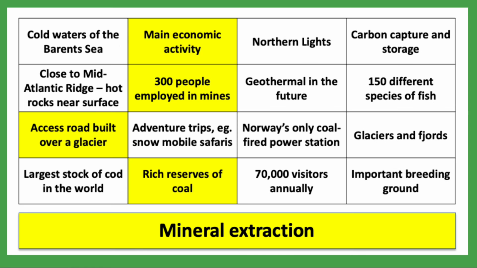Right, let's have a look. So it is the main economic activity in Svalbard. 300 people in the area are employed in mines. An access road to the mines has been built over a glacier and obviously very controversial at the time. And there are rich reserves of coal. So if you got those correct, well done.